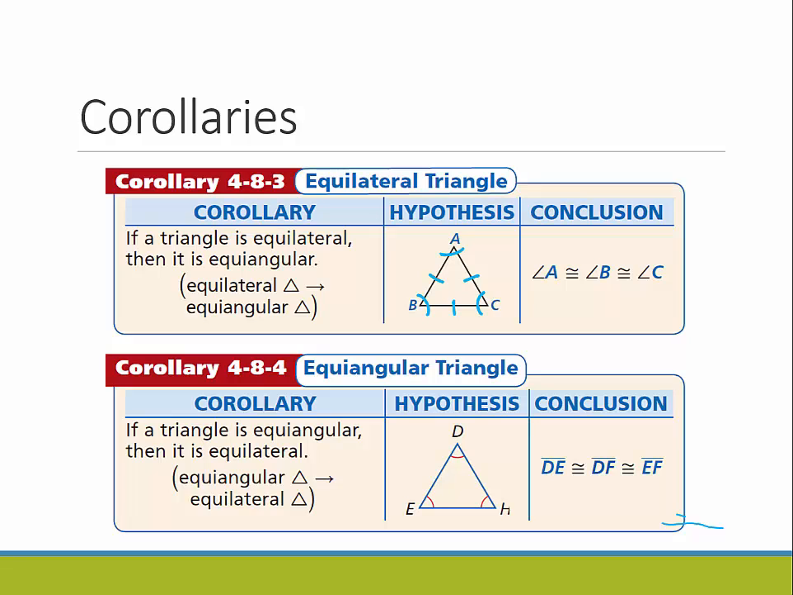And the corollary works the other way around. Its converse does. If all your angles are congruent, then all your sides have to be congruent. So anytime you hear equilateral, it's exactly the same thing as equiangular. You have equal sides, equal angles. They're all in the same triangle.